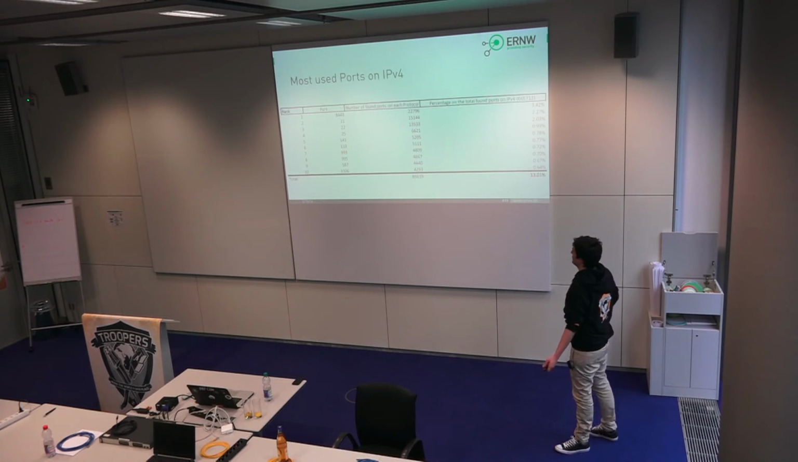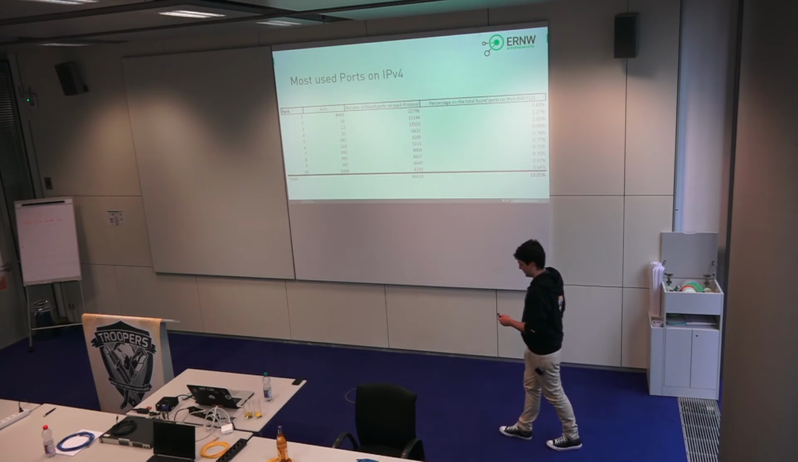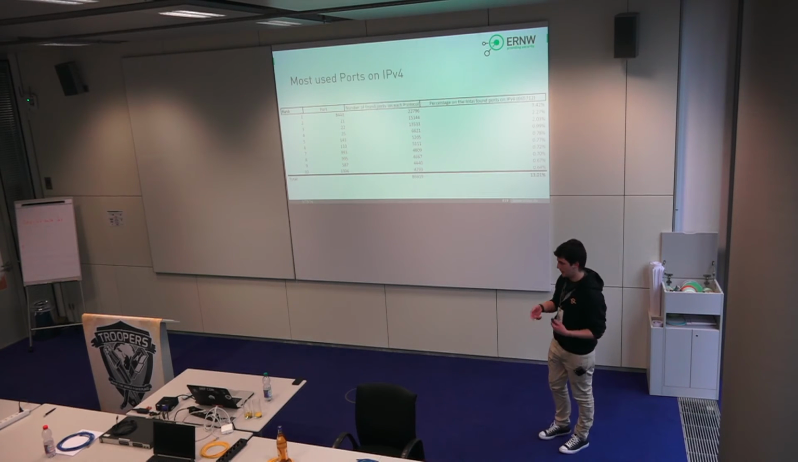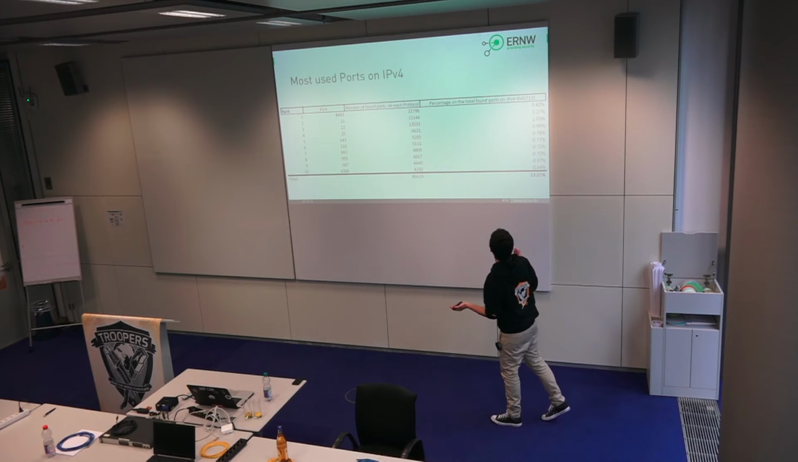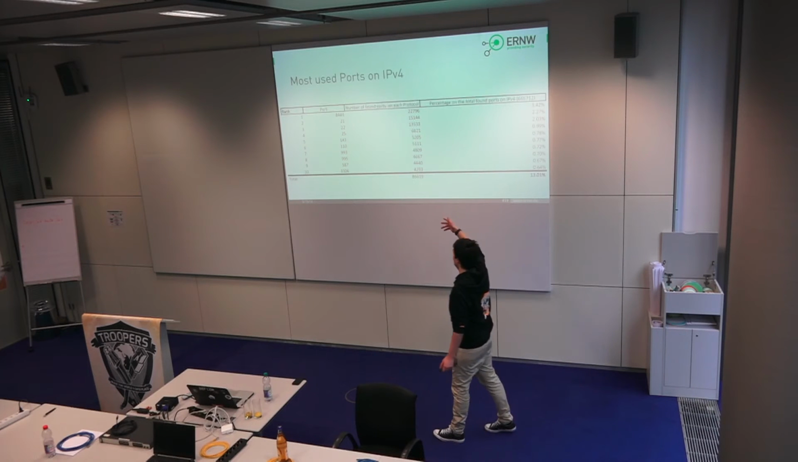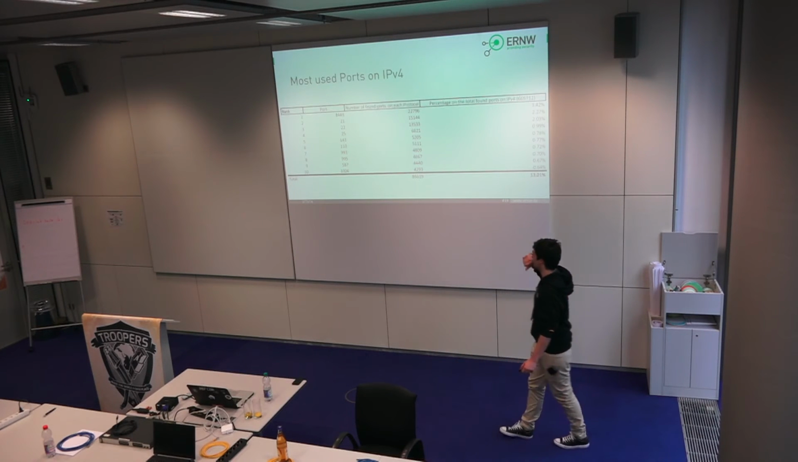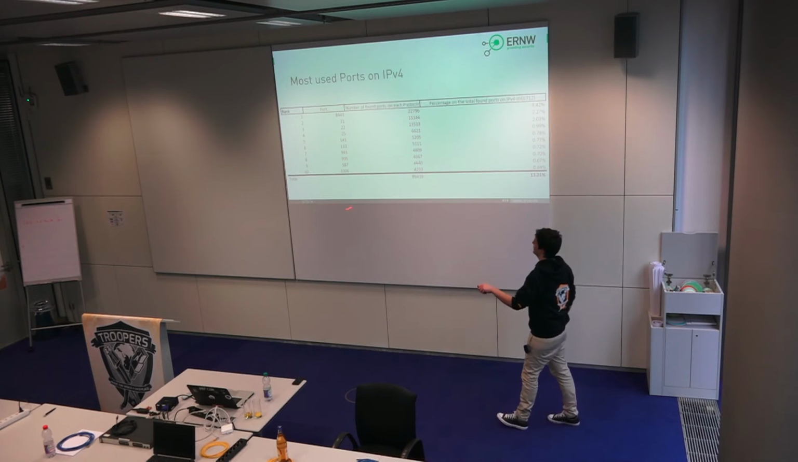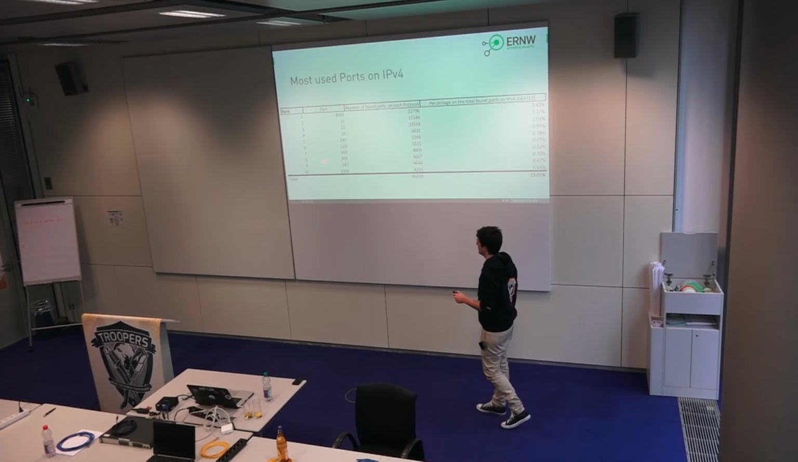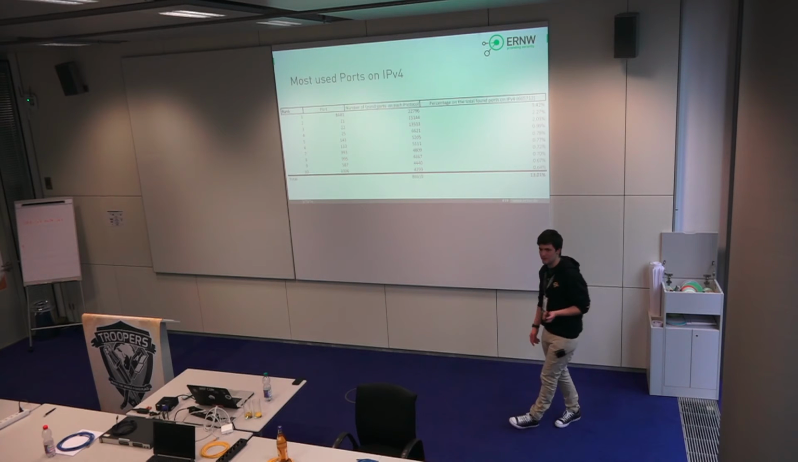I did the same thing, of course, on IPv4, and I was able to identify that 843 was the most used port after 80 and 443, of course, followed by the same protocols as IPv6, sorry, with also the mail protocols here. But in addition, I found on place 10, port 3306.